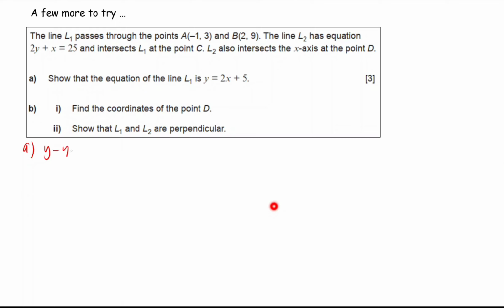So we've got our equation of a straight line, which is y minus y1 equals m brackets x minus x1. We can use A as our x1 and y1, and B as our x2 and y2. We're going to substitute these values in to find the gradient of L1. So the gradient of L1 is going to be equal to 3 minus 9 over minus 1 minus 2, which gives us minus 6 over minus 3, which gives us a gradient of 2.